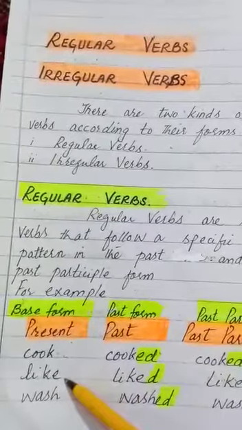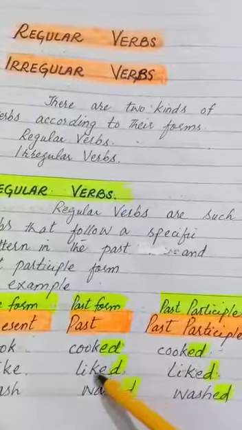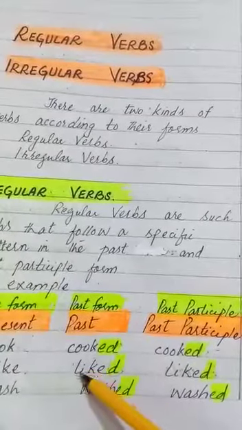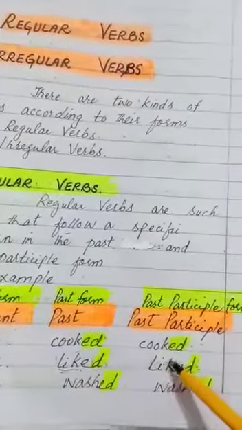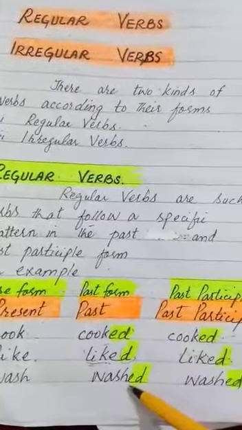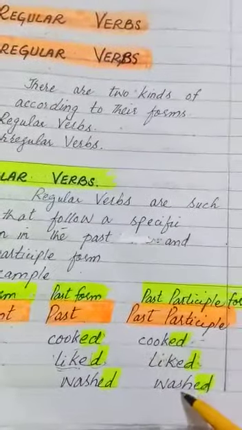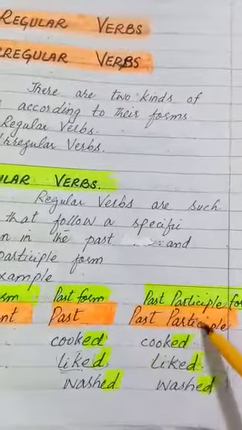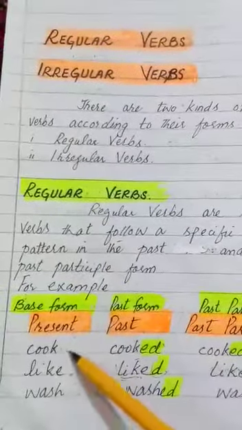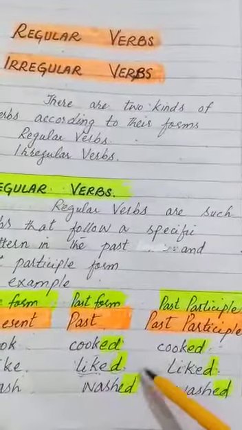Similarly, like, it is base form. Here we only make addition of d and it becomes past form. We don't make any change in the spelling of the base form. Like, liked, and liked, past participle. Similarly, wash, base form, washed, addition of ed, it is past form, and washed, ed, third form, which is called past participle form, addition of ed.